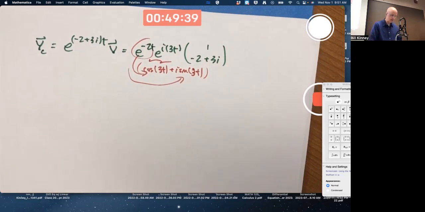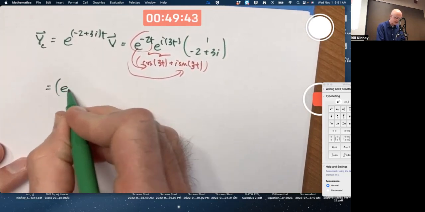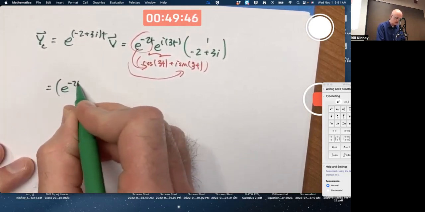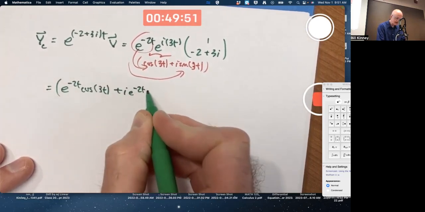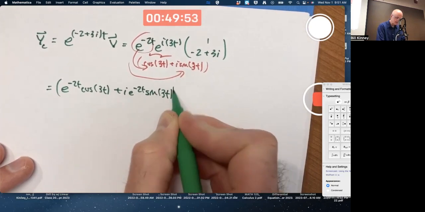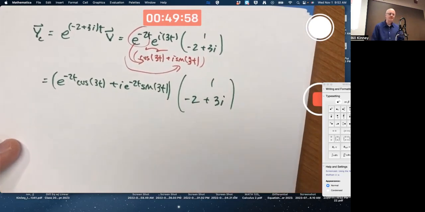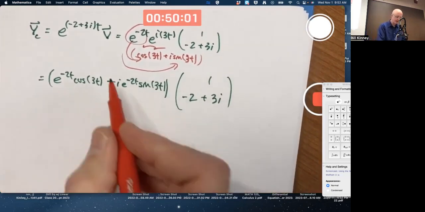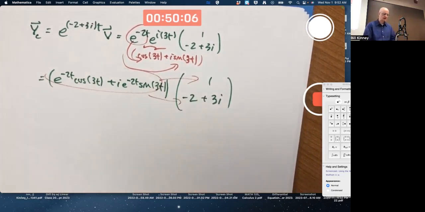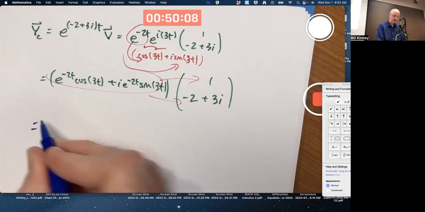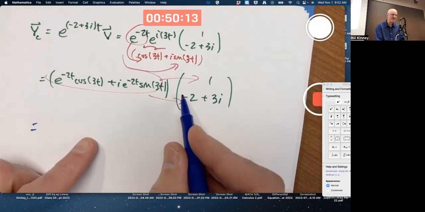Before we actually do the multiplication, let's write it all out. I have the complex scalar e to the negative 2t cos 3t plus i e to the negative 2t sin 3t times the complex vector. And you do then simplify by multiplying this complex scalar times each component. The first component's easy because you're just multiplying by 1. It's the second one that's going to be harder. I guess I got to FOIL.